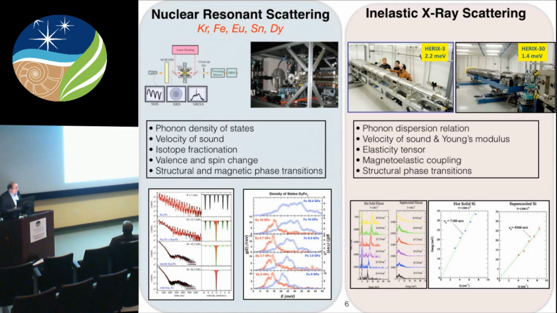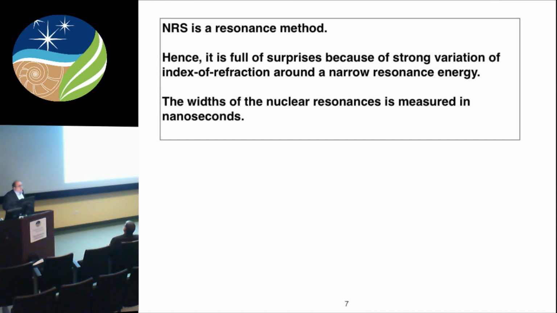Nuclear resonance is a resonance method, which means that, like every other resonance method, it is full of surprises. There are always things that you will find new and be amazed by. That is mostly due to the fact that around the narrow resonance energy, there's a large change in the index of refraction. And in our case, the widths of nuclear resonances are measured in nanoseconds or in nano eV. They just happen to be there.